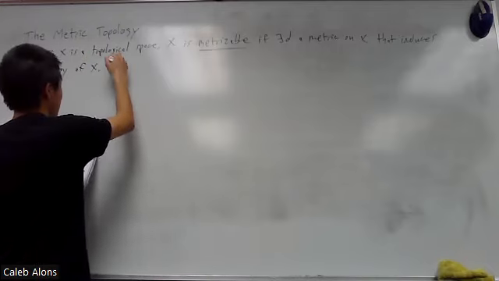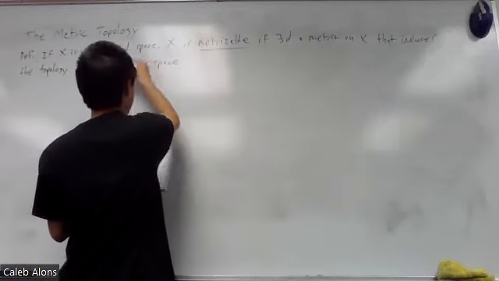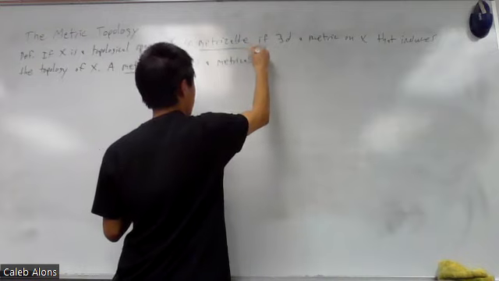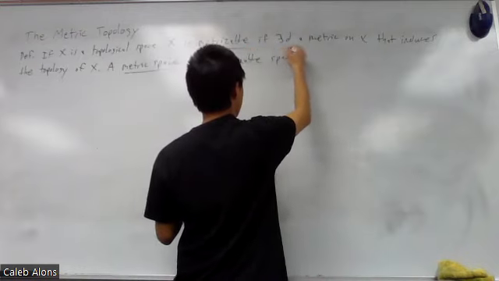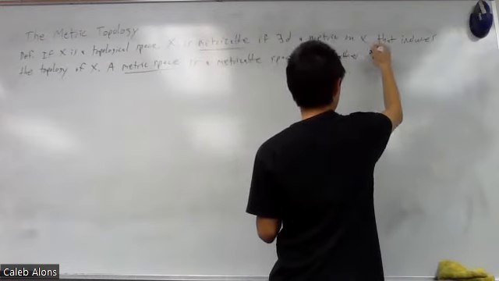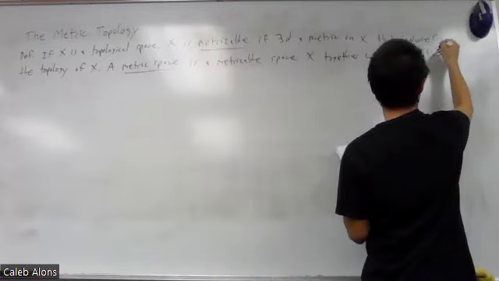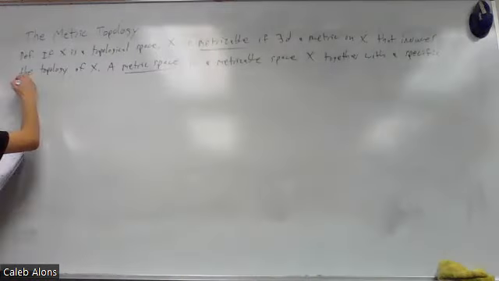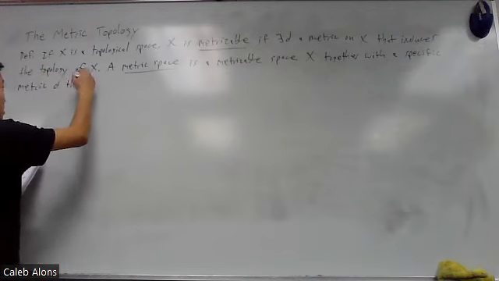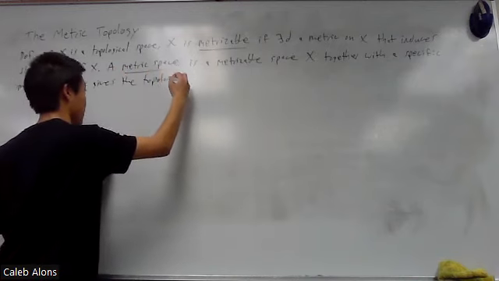And a metric space is a metrizable space X together with a specific metric D that gives the topology of X.